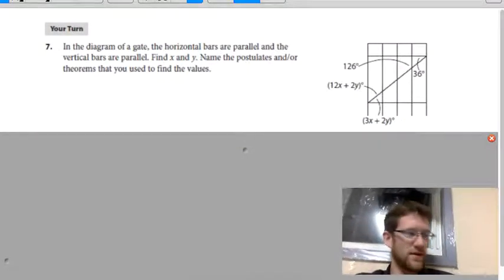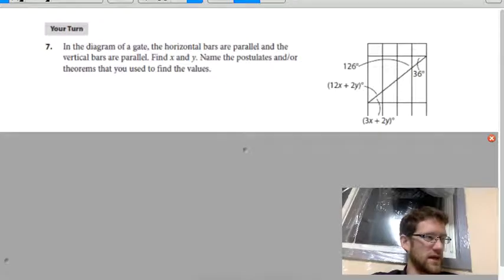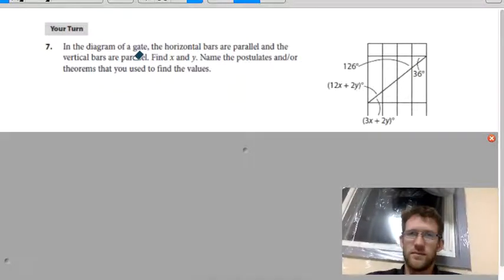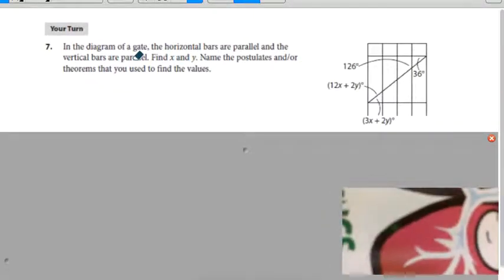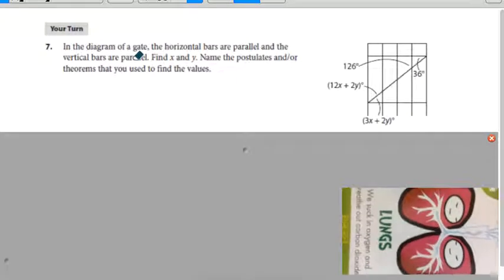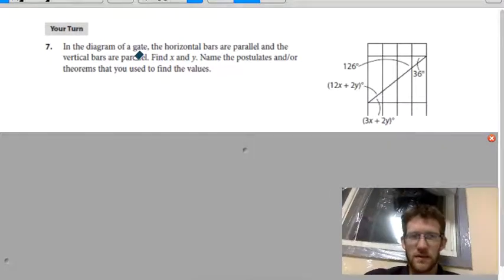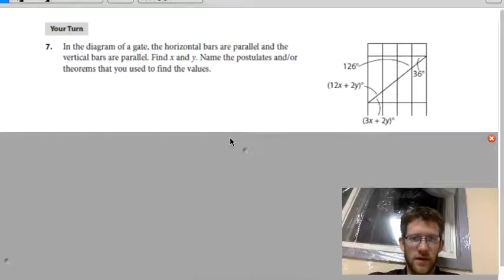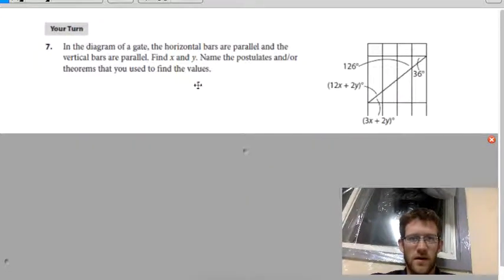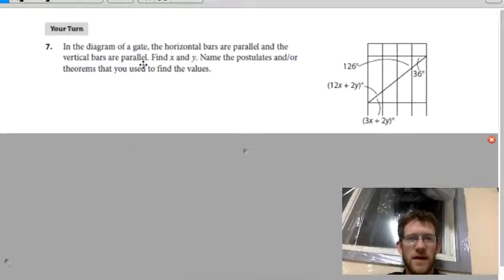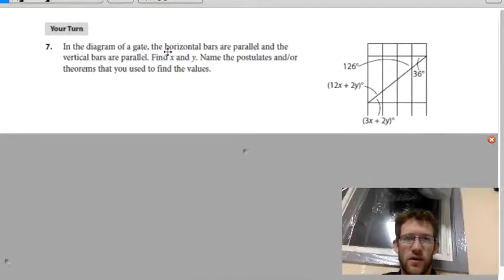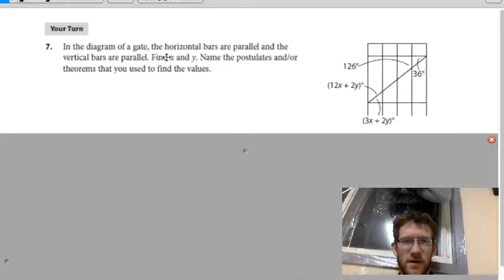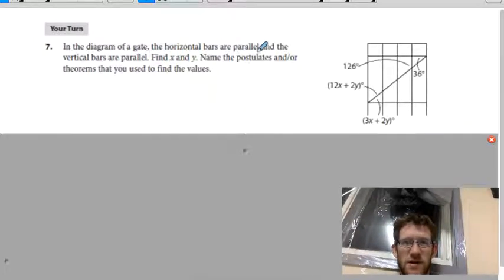See if you can do number 7. We'll go through it here in a second. But yeah, number 7. Pause. Okay. Number 7 says, in the diagram of a gate, the horizontal bars are parallel to the vertical bars, and the vertical bars are parallel. Find x and y. Name the postulates and/or theorems you use to find these values. So this one's pretty tricky.